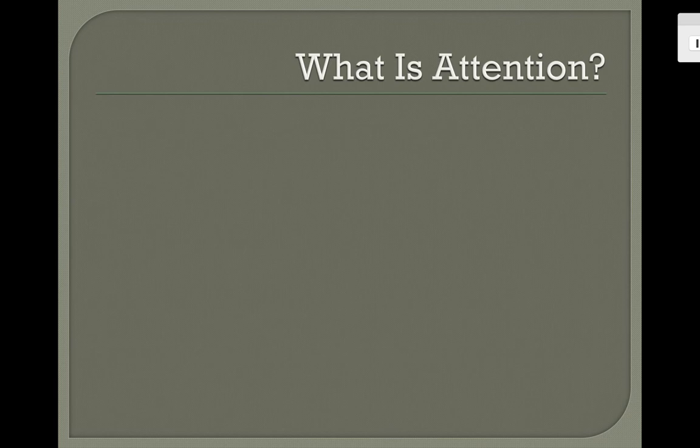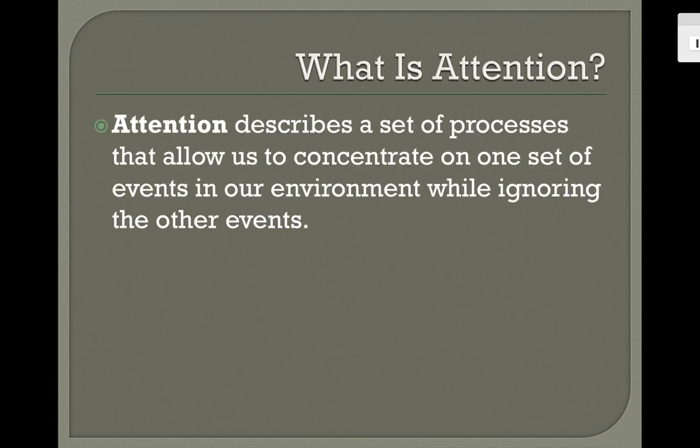So when we think about attention, I guess one of the big questions that we always encounter is what is actually attention? Attention, the way it is defined, really describes a set of processes that allow us to concentrate on one set of events in our environment while ignoring other events. So in other words, attention is the mechanism that we use to be able to focus in on one given event or one given stimulus and ignore other things in my environment.